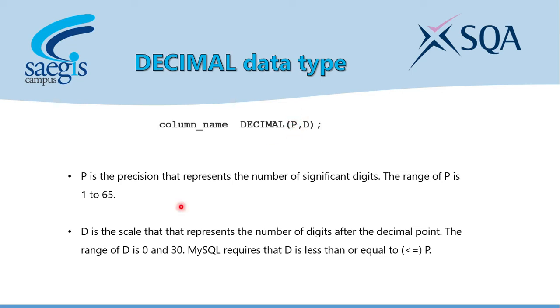P is the precision, which represents the number of significant digits. That means how many significant digits we can enter in this column. The range of P is 1 to 65. Then we have D. D is the scale, which represents the number of digits after the decimal point. That means it says how many decimal places our column or field can have, and this range goes from 0 to 30, and in MySQL it requires that D should be less than or equal to P.